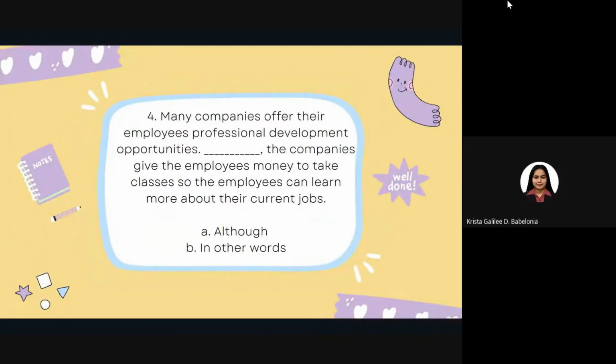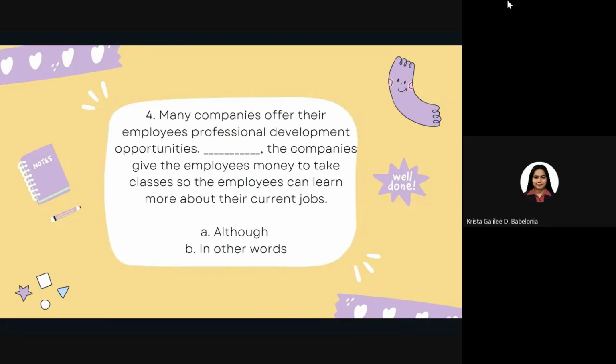Many companies offer their employees professional development opportunities. Blank, the companies give the employees money to take classes so the employees can learn more about their current jobs. Is it letter A, although, or letter B, in other words? Thank you, Mariah. That's correct. In other words, many companies offer their employees professional development opportunities. In other words, the companies give the employees money to take classes so the employees can learn more about their current jobs.